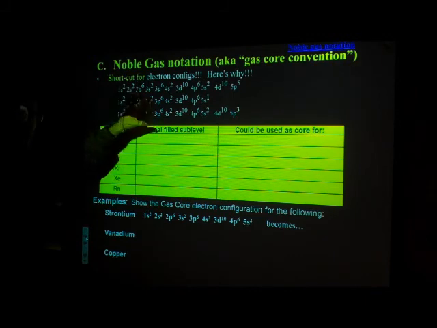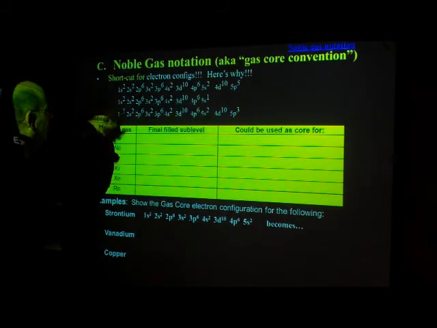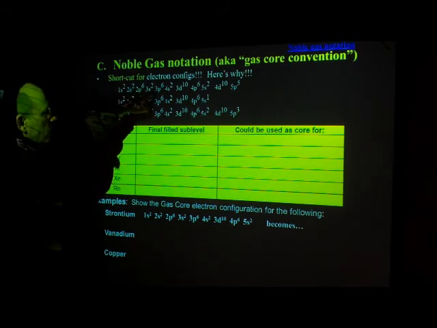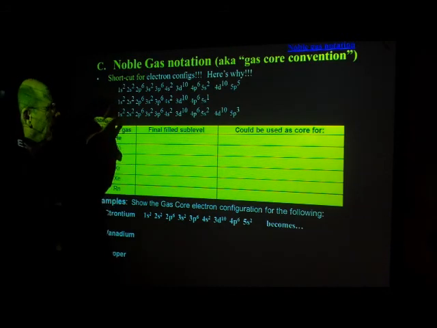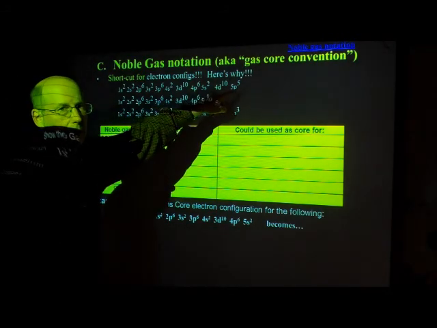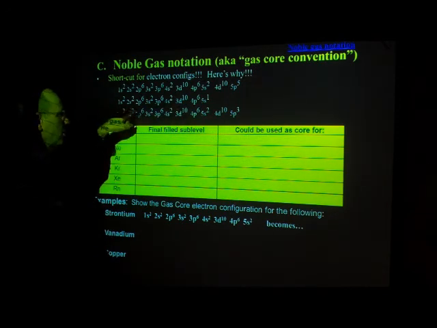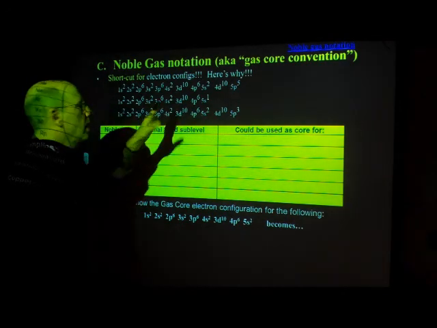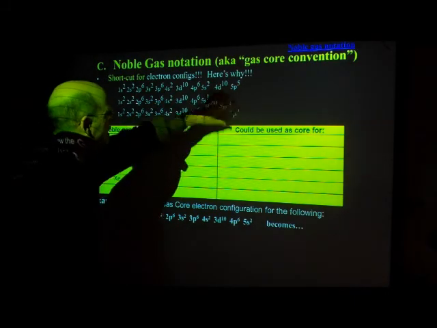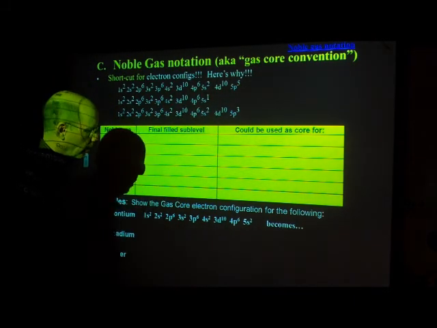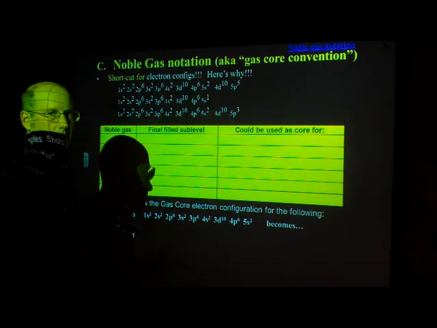It's also known as the gas core convention. So here's the concept. When you're writing out these electron configurations, they get kind of long and messy. 1s2, 2s2, 2p6, 3s2, 3p6. It gets kind of boring after a while, doesn't it? Because nothing cool happens until the very end. You see the same thing over and over, and then a variation only out here. So what if we just focus on the variation? That's where the chemistry takes place.